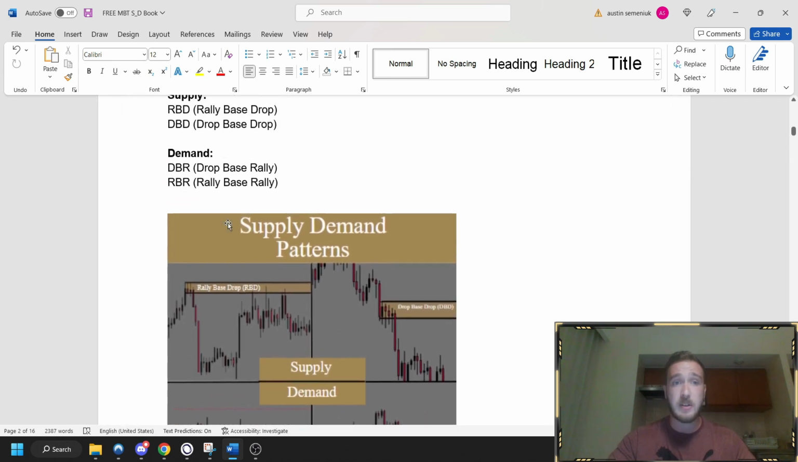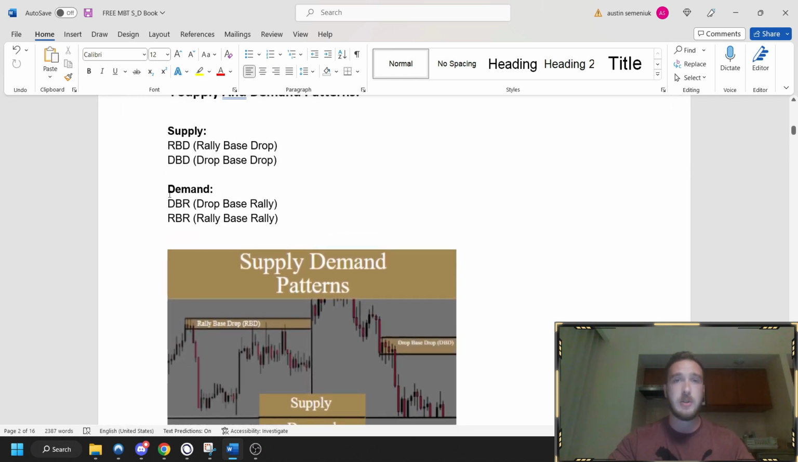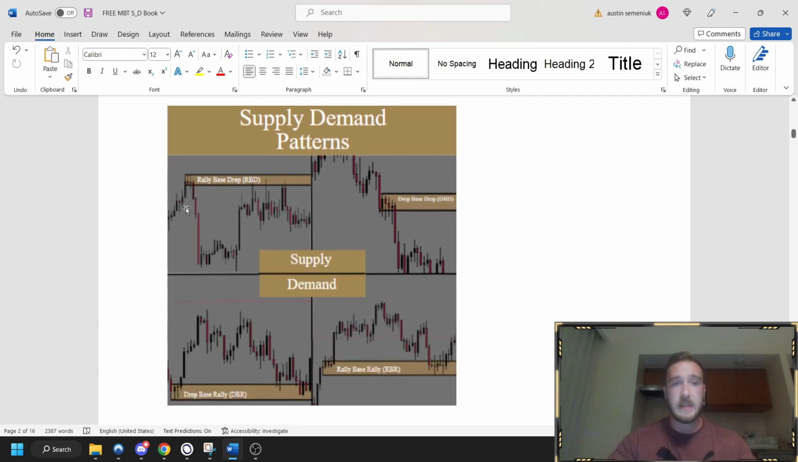So these are the 4 patterns. We have 2 supply patterns and 2 demand patterns. There's no need for 20 different trading patterns like flag patterns and engulfing. Yes, these can all be used to increase the quality and odds of the trade working, but they are not 100% required, okay?